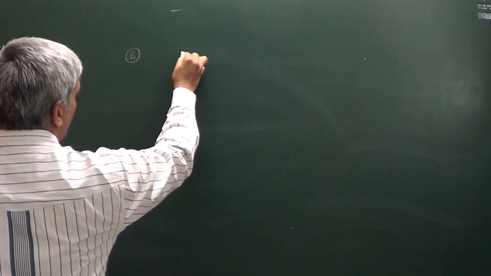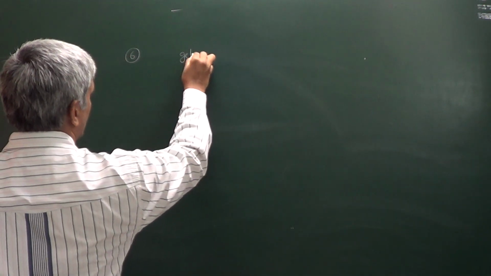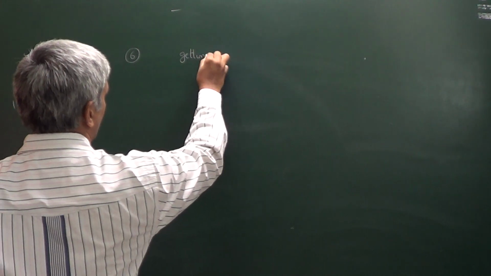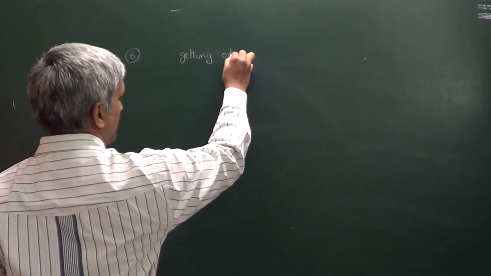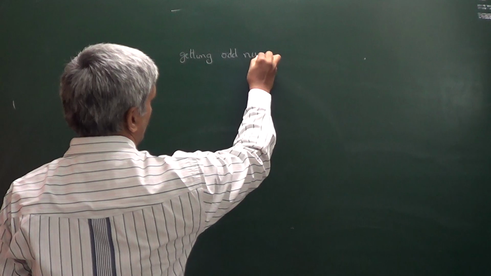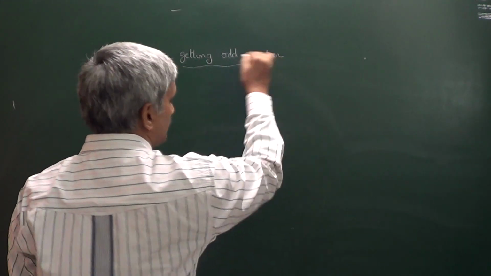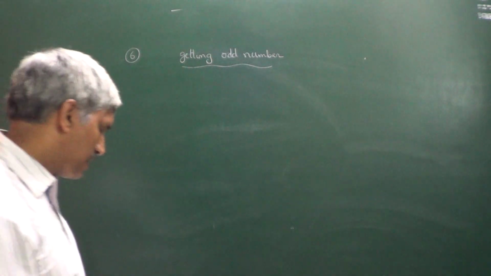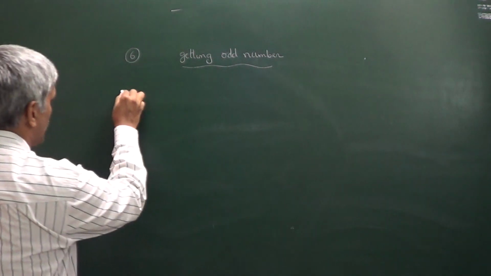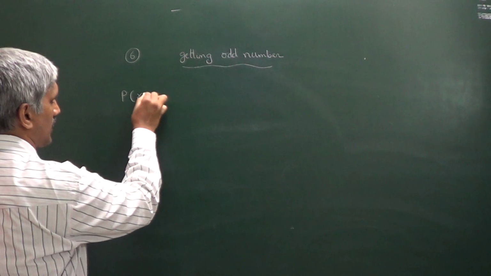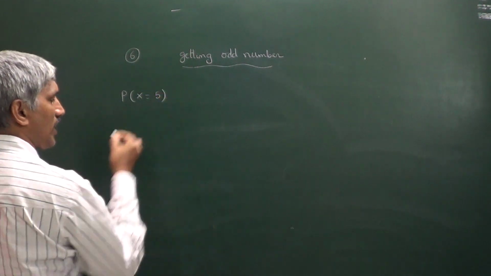So this is the first question. A die is thrown 6 times. Getting an odd number is considered a success, right? And he is asking what is the probability of 5 successes. We have to get success 5 times.